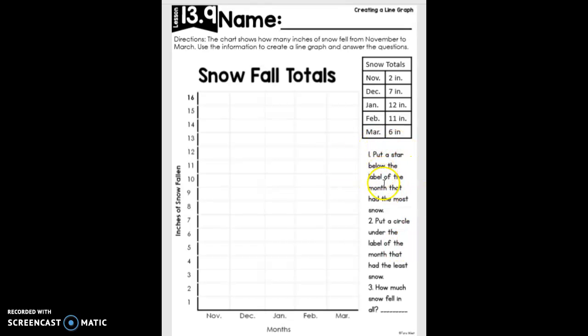Put a star below the label of the month that had the most snow. So you're going to make a little star underneath the month that had the most. Number 2 says put a circle under the label of the month that had the least snow. Least. So put a circle under the month that had the least.